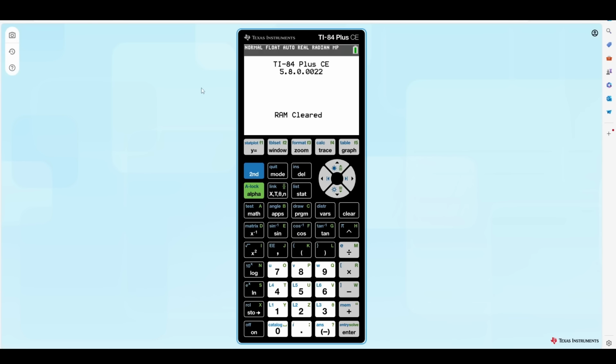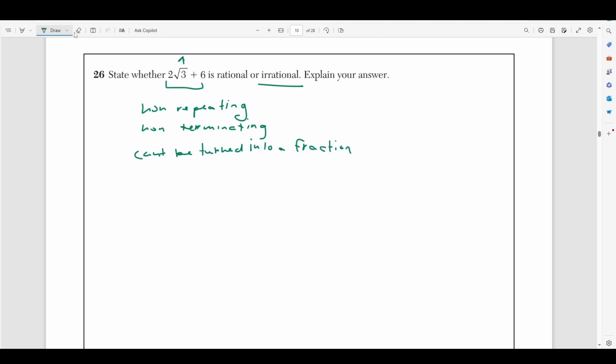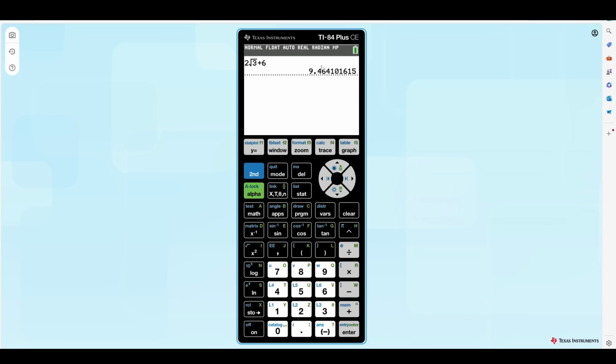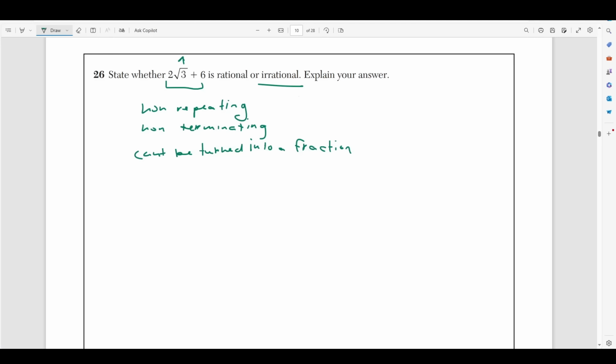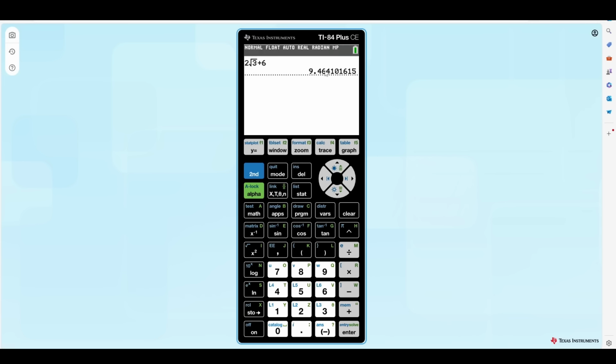So let's test it out. We're going to go into our TI-84. We're going to do 2 root 3 plus 6. And we're going to get this crazy number, right? So this is non-terminating. It goes on forever. Otherwise, there would be an end to this number on the calculator. And it's non-repeating, right? The 464101615. This goes on forever, right?